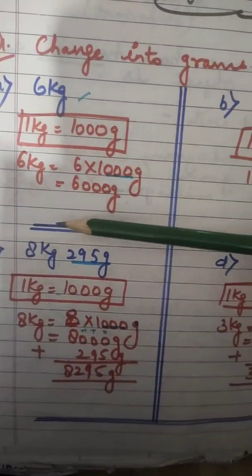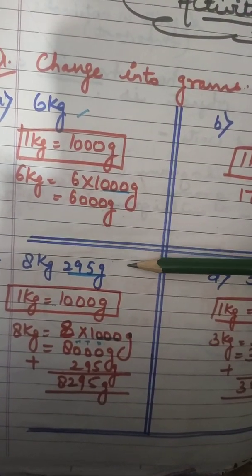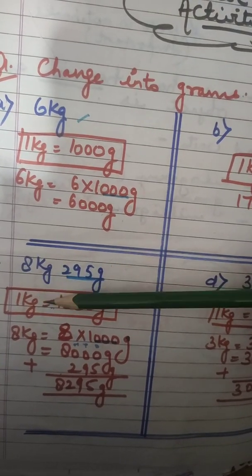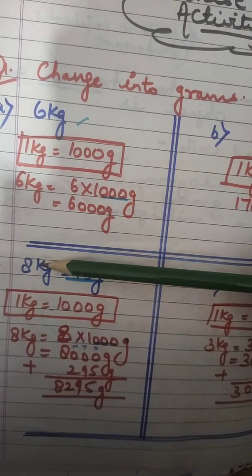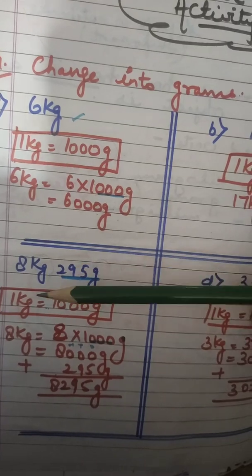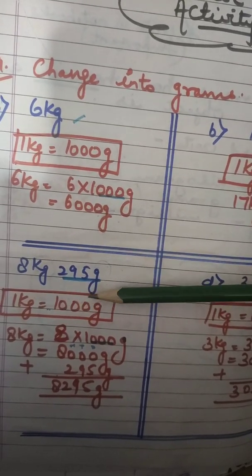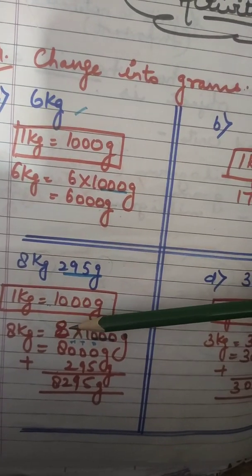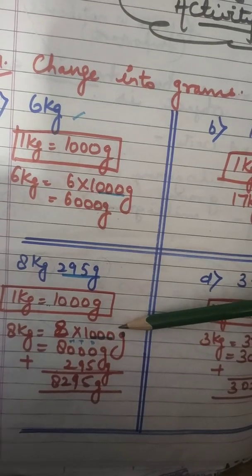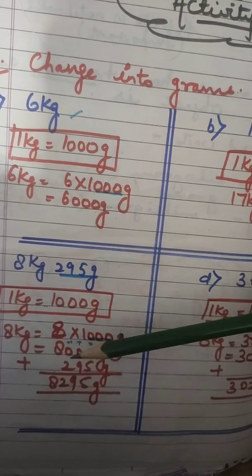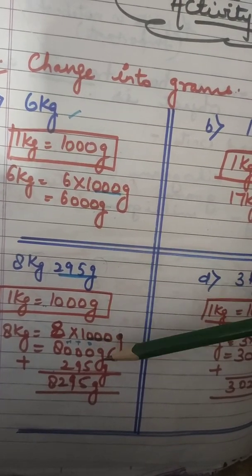Now see this. 8 kg and 295 grams. See the relationship first, between kg and grams. So we know 1 kg is equal to 1000 grams. Now multiply 8 by 1000. Units are very important. It will be 8000 grams.